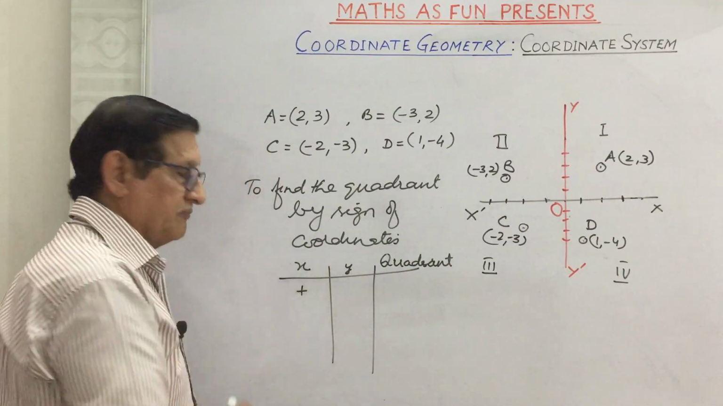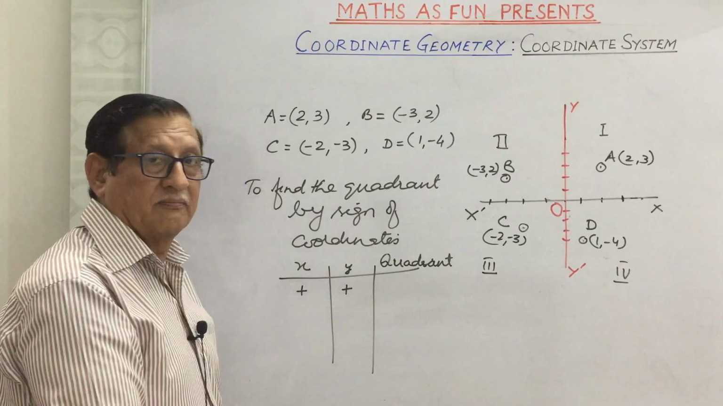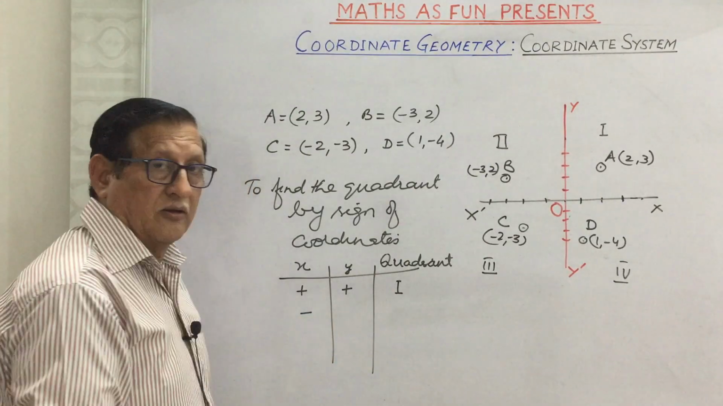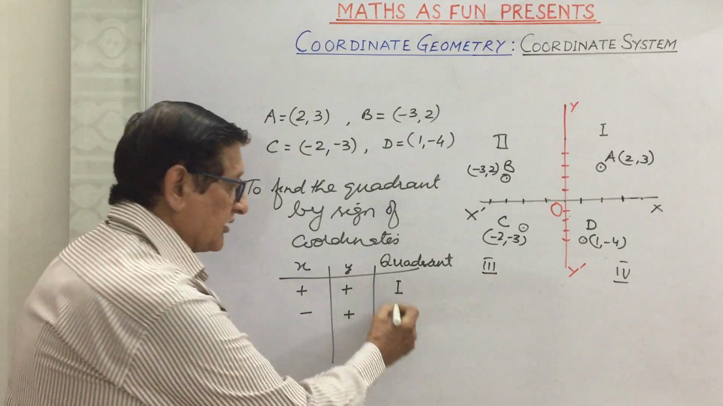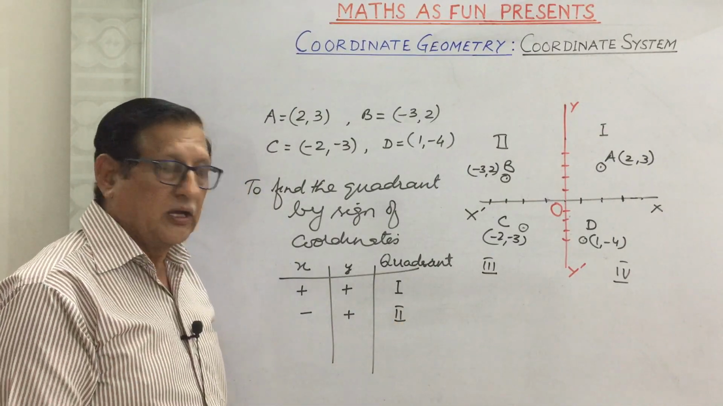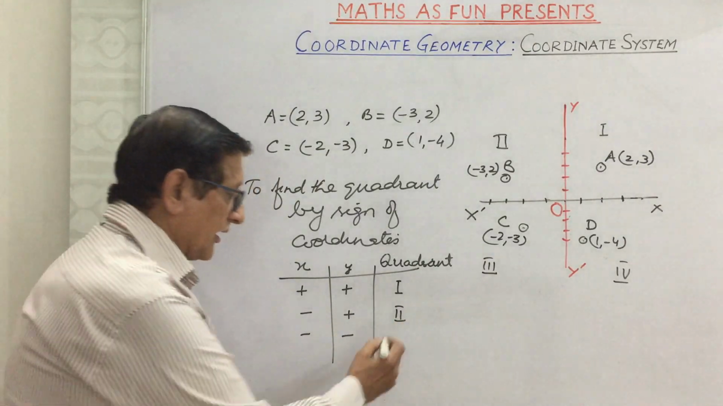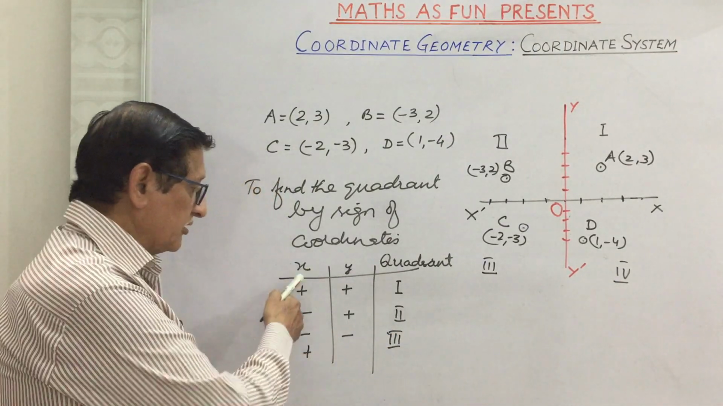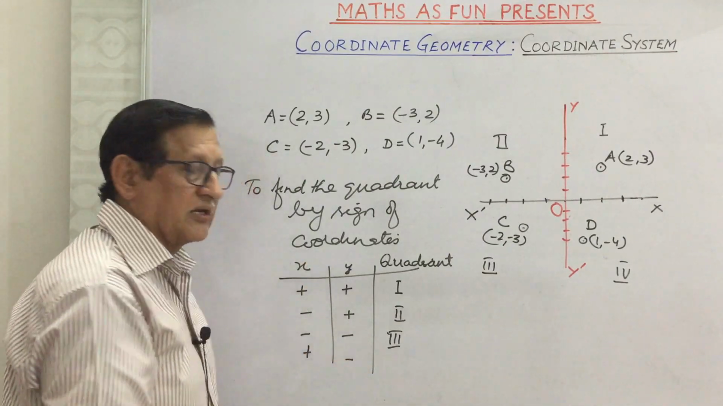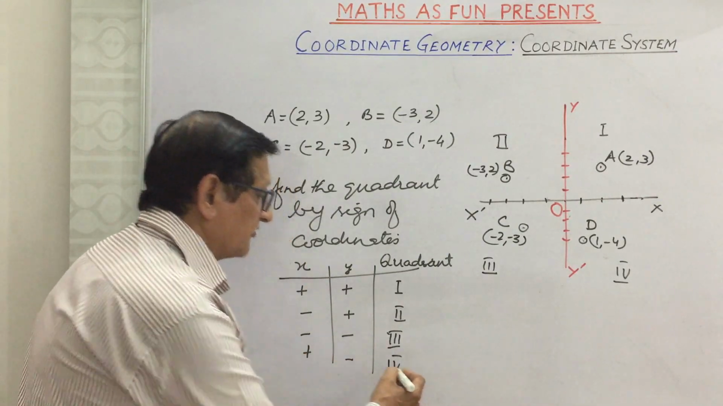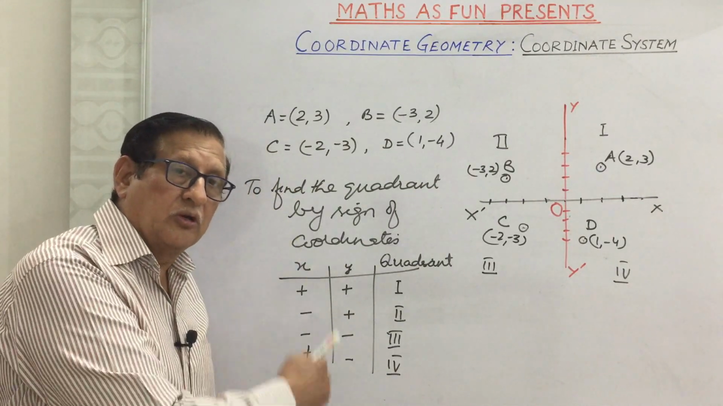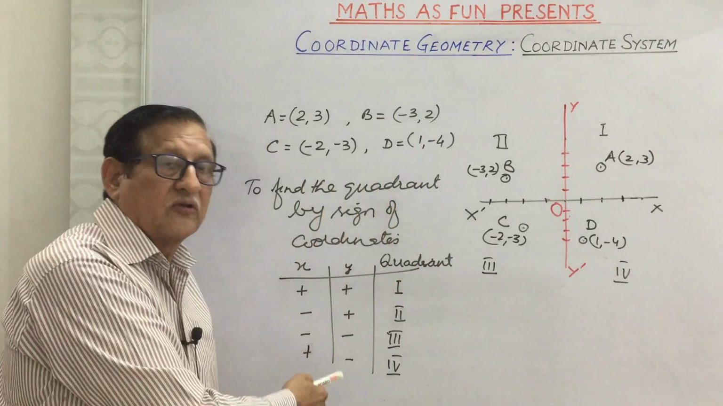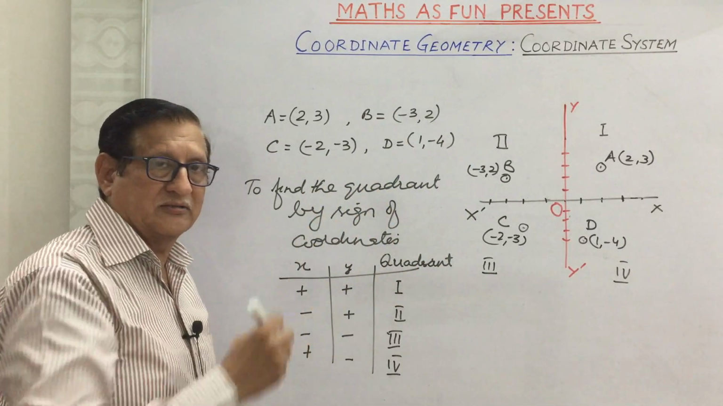If x is positive, y is positive, the point lies in the first quadrant. If x is negative, y is positive, the point lies in the second quadrant. If both are negative, it lies in the third quadrant. And if the first one, that is x coordinate, is positive and y coordinate is negative, then the point lies in the fourth quadrant. So like this, without locating the point in the plane, also we can find out in which quadrant the point lies.